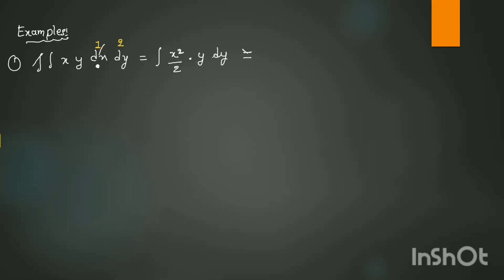Now, again, we have to integrate with respect to y. Treat this x square by 2 as a constant. Constant means if there is any 24, what do you have to do? Keep it as it is, right? So here x square by 2, keep it as it is, and integration of y is y square by 2 plus c. Done. This is the answer.